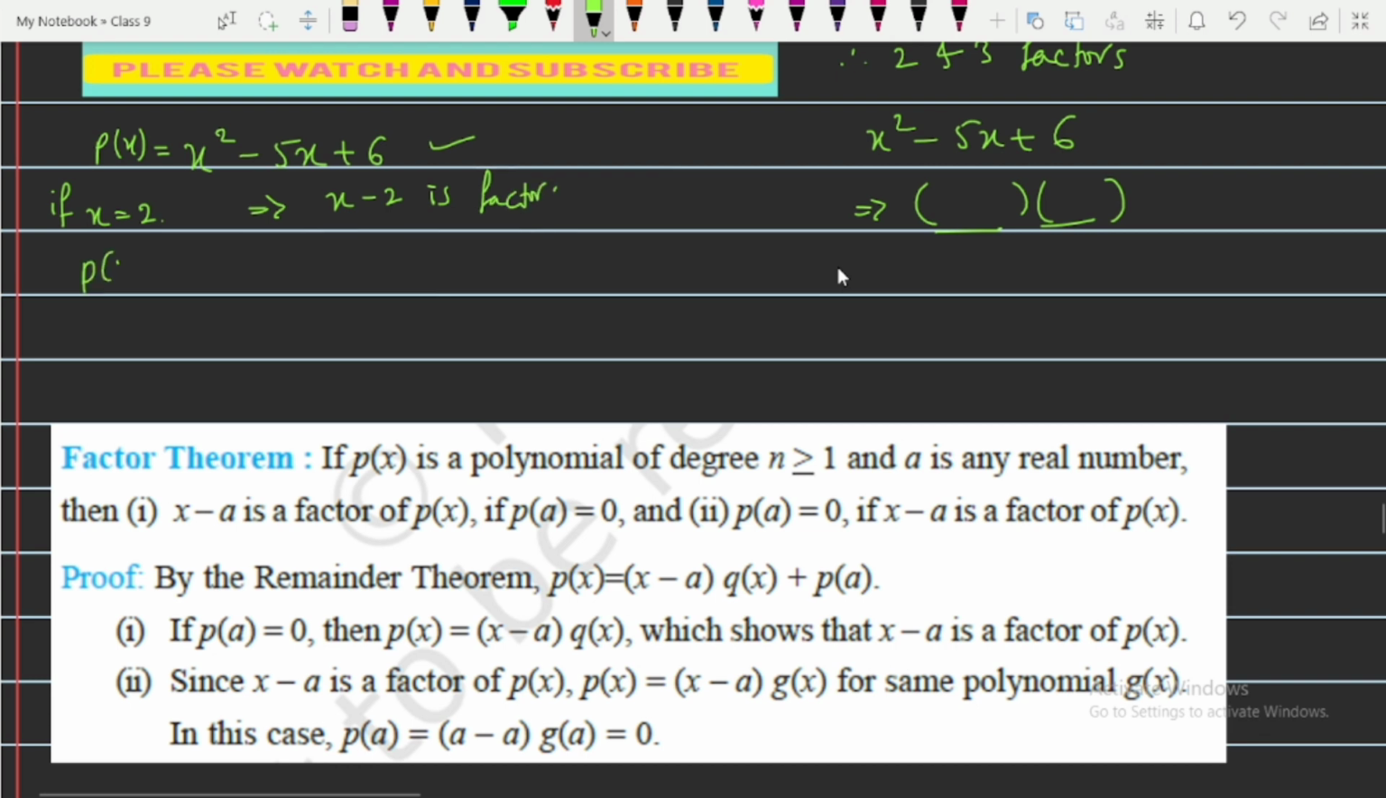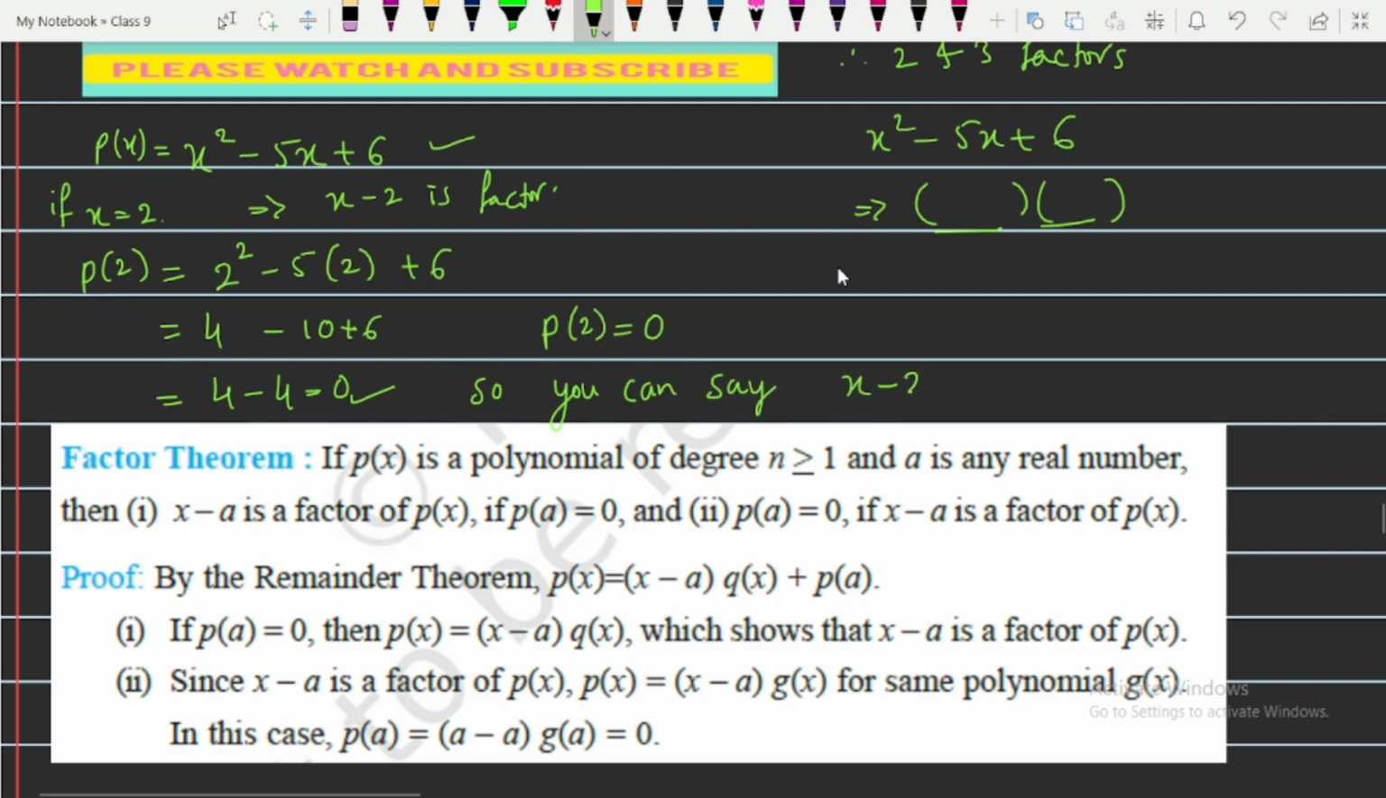First we find the p of 2 value. p of 2 is 2 square minus 5 into 2 plus 6. 2 square is 4, minus 10 plus 6. So you are getting 4 minus 4, the answer is 0. So we got p of 2 equal to 0, and therefore x minus 2 is a factor.